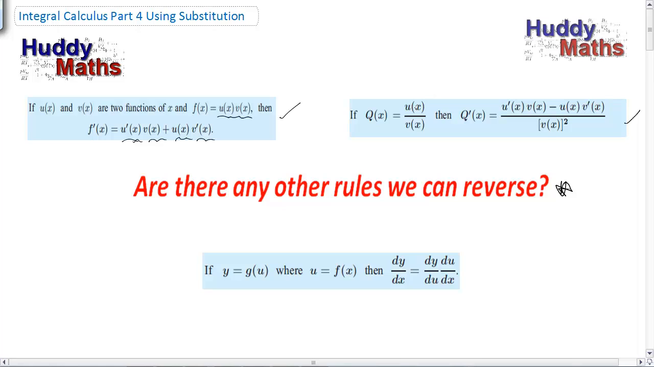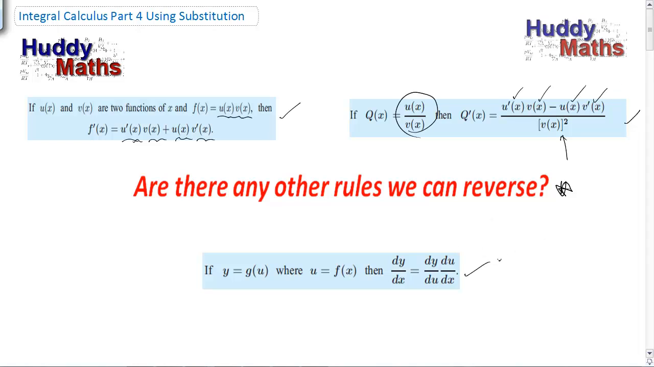And over here with the quotient, two things divided, it's over the square of the denominator, and it's the derivative of the top function, numerator, by the bottom unchanged, minus top unchanged by the derivative of the bottom. Very similar pattern there in that top line to the product rule. That helps you remember it. But gee, that'd be pretty hard to reverse, wouldn't it? What about this one down here?